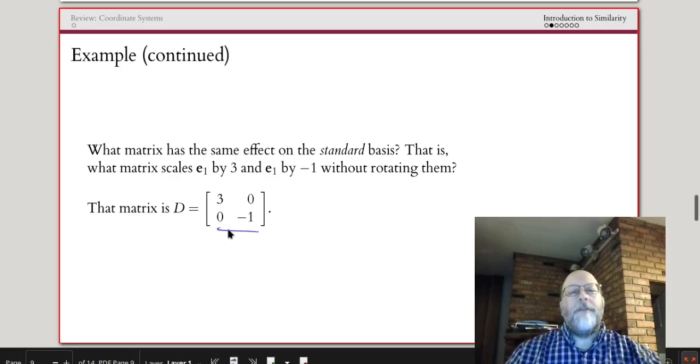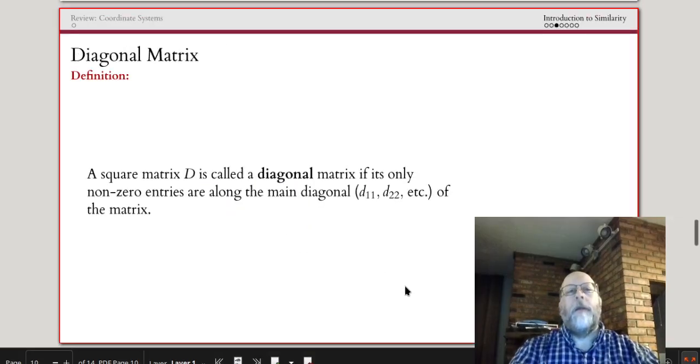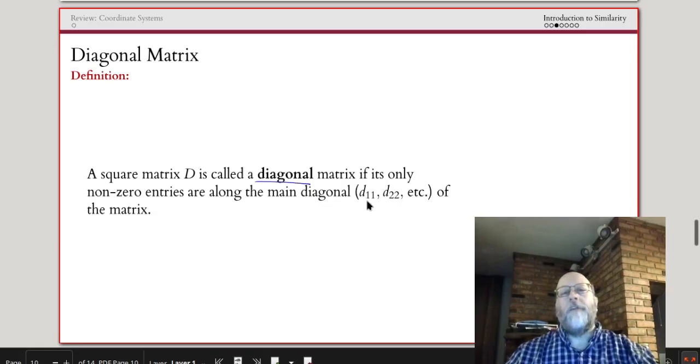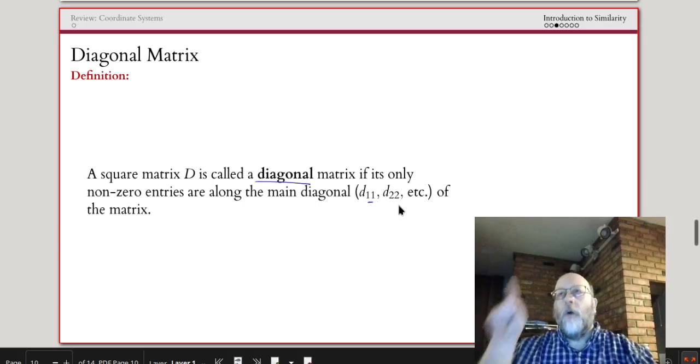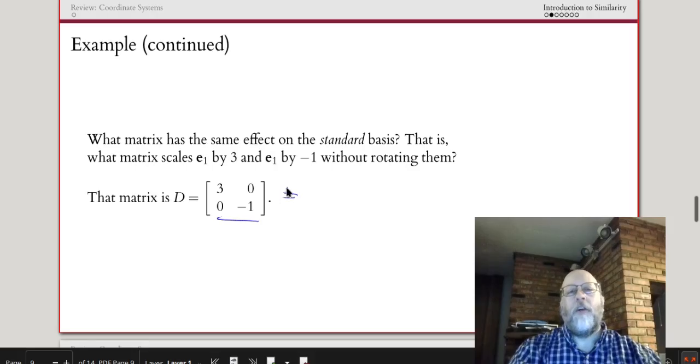In other words, this matrix does on the standard basis what the starting matrix we had does on this alternate basis. So let's start with some definitions here. A square matrix D is called a diagonal matrix if its only non-zero entries are along the diagonal. In other words, in positions (1,1), or (2,2), or (3,3), and so on and so forth. So this matrix here is a diagonal matrix.